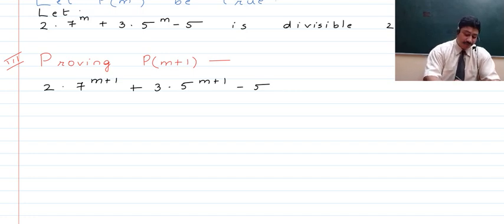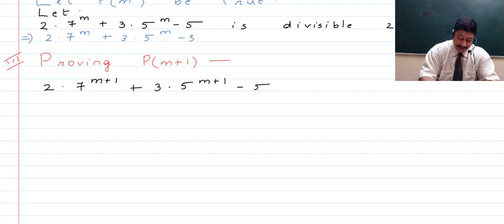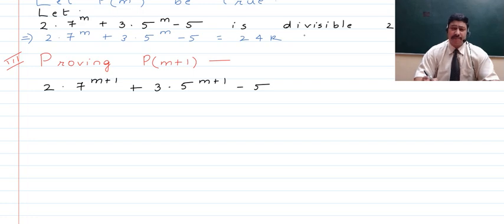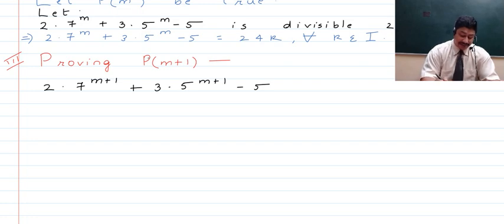And for that here, I would like you people to do one thing, that is you can write from the last step that this implies 2 times 7 raised to the power m plus 3 times 5 raised to the power m minus 5 is equal to, say, some 24k, as this has been considered to be a multiple of 24. So obviously it will be equal to some 24k. Here you can say for every k, this sign is for every k an element of I, that is capital I, which represents here the set of integers.